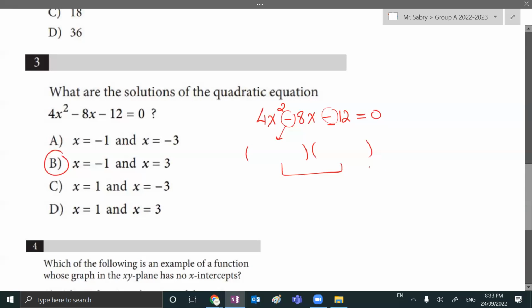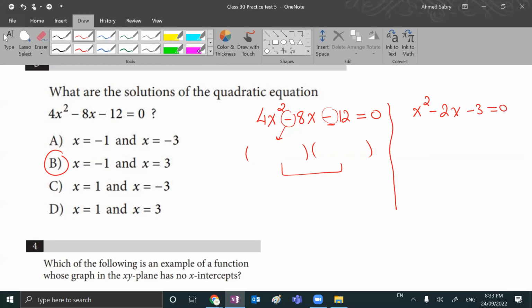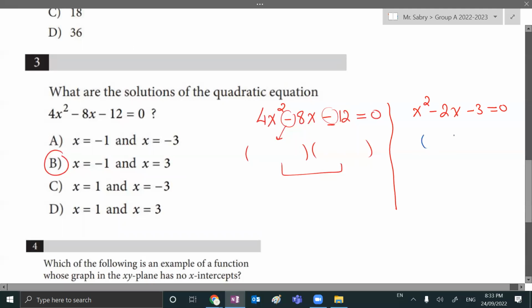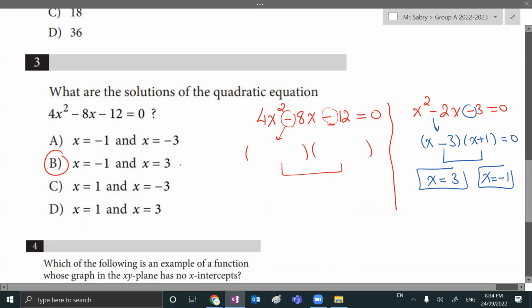This is a very critical thinking way. The other way is to divide the whole thing by 4. So you'll have x squared minus 2x minus 3 equals 0. Then think of two numbers that multiplied would give you 3, and added or subtracted would give 2. So that's 3 and 1. The bigger number will take the negative sign, and since the last term is negative, the signs are different. That gives me x equals positive 3 and x equals negative 1, which are again the exact same answers we got earlier.